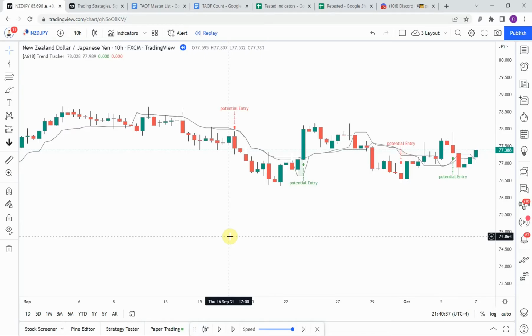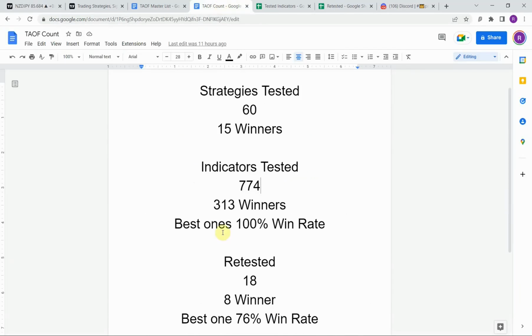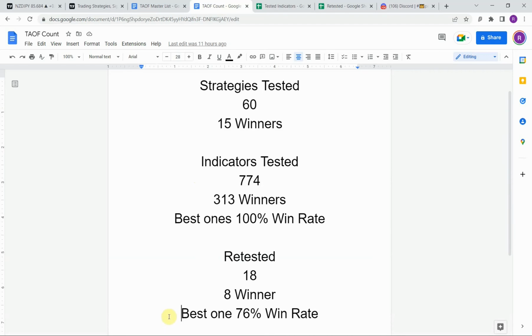Alright, as I said, today we will be looking at an advanced testing of the trend tracker indicator. Before we do though, I wanted to put the testing scoreboard up for everyone to see. So to date, we have tested a total of 60 different strategies, with 15 of them being profitable. We've also tested a total of 774 indicators, with 313 of them being winners. The best ones so far were able to achieve a 100% win rate.